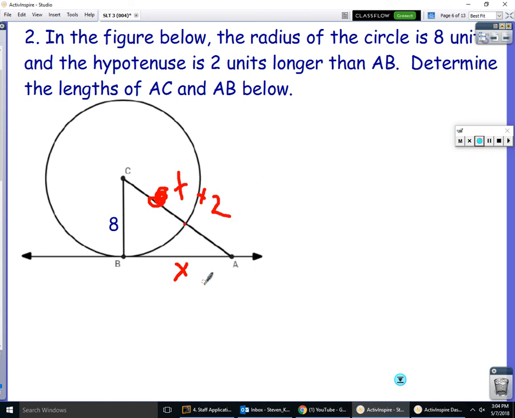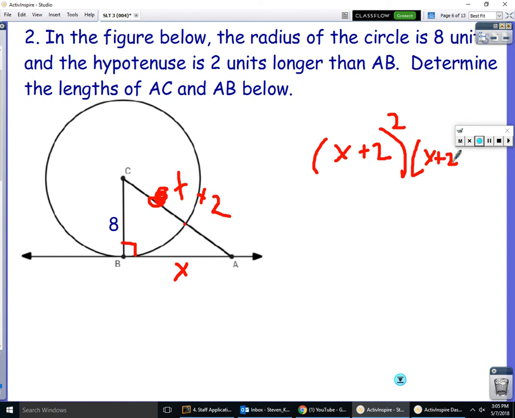Now, the reason you're able to solve this is that if you knew this was tangent to the circle, you would automatically know that this is a right angle. So you could say 8 squared plus x squared equals x plus 2 squared. And just a reminder, when you do x plus 2 squared, it is a binomial, so you cannot just square the x and the 2. You'd have to do x plus 2 times x plus 2.